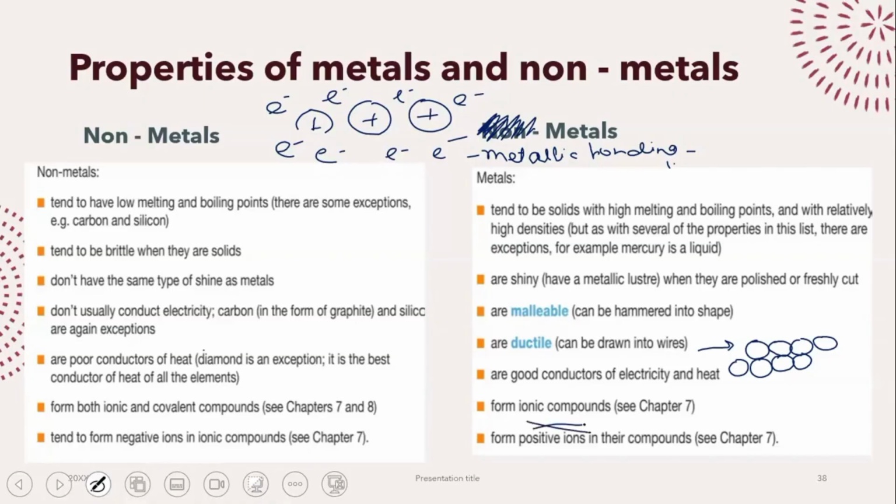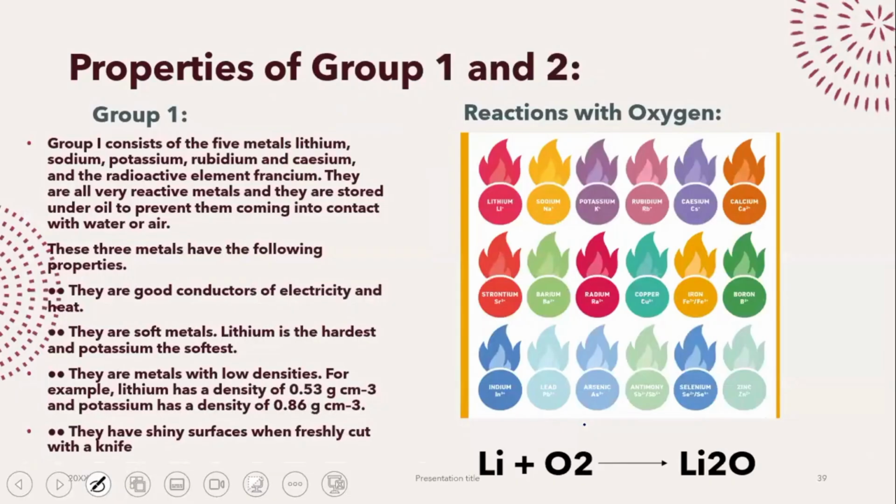Metals generally make ionic compounds. Non-metals can make both: they can make ionic compounds as well as covalent compounds. If a non-metal reacts with a metal, it will make an ionic compound. If a non-metal reacts with a non-metal, it will make a covalent compound. Then, again, what do you need to know?